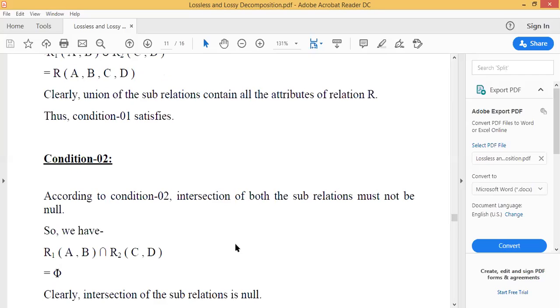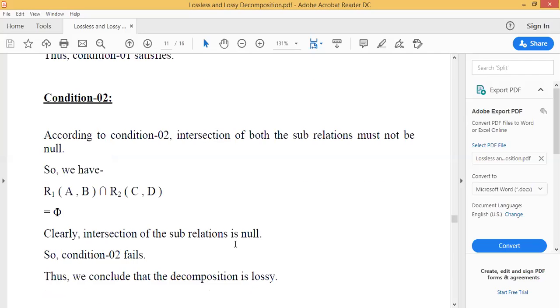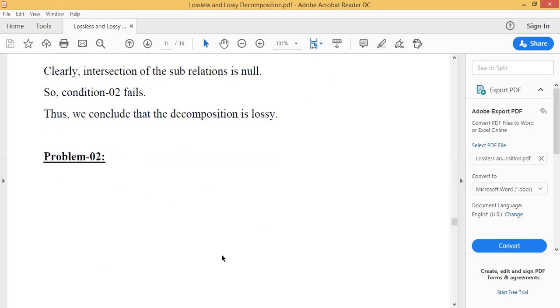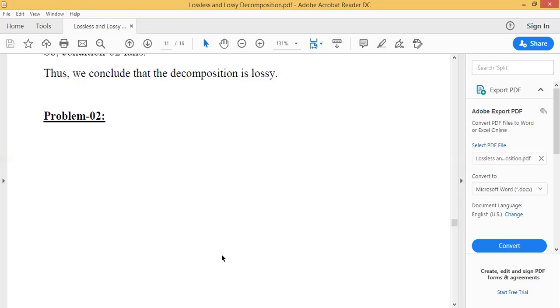Next, we check condition 2. According to condition 2, the intersection of both the subrelations must not be null. So we have R1 (AB) intersection R2 (CD) equals null. Clearly, the intersection of the subrelations is null. So condition 2 is not satisfied. So we can say that the decomposition is lossy. Next, we give another example.